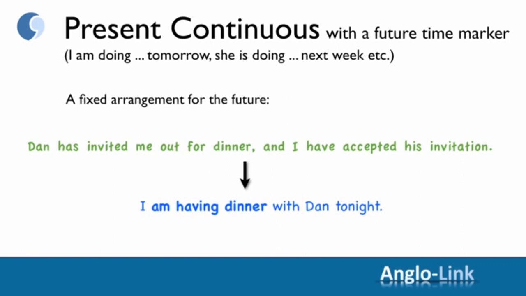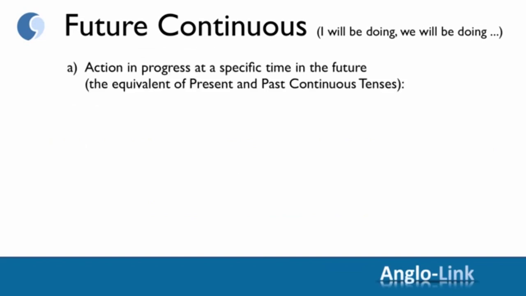Okay, moving on to the next future tense. Future continuous. I will be doing, we will be doing, etc. As you will remember, there are also two usages for this tense. The main one refers to an action in progress at a specific time in the future. It's the equivalent of the present continuous tense or the past continuous tense.